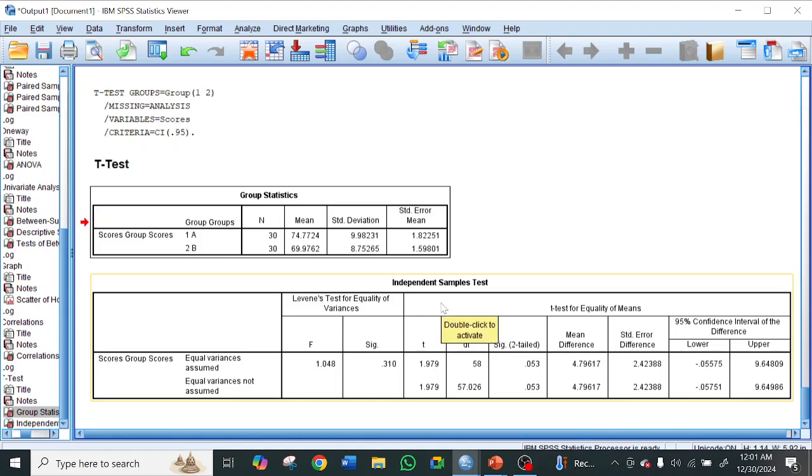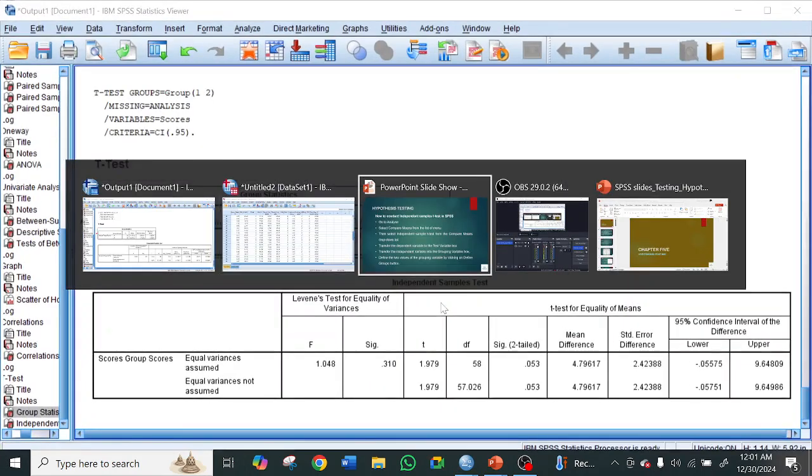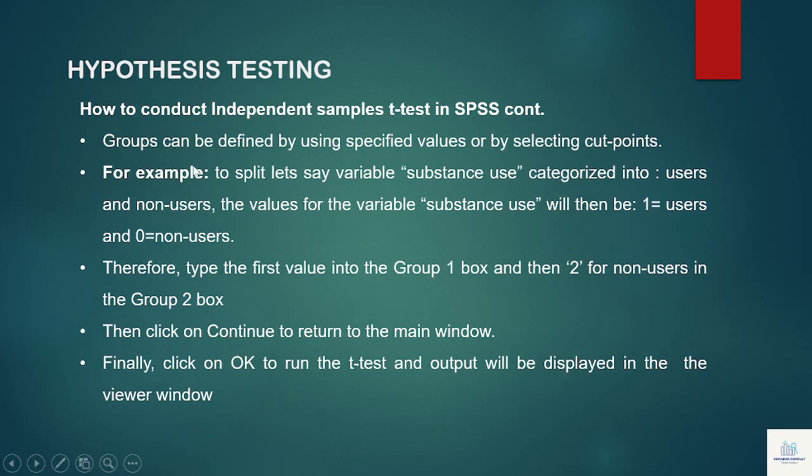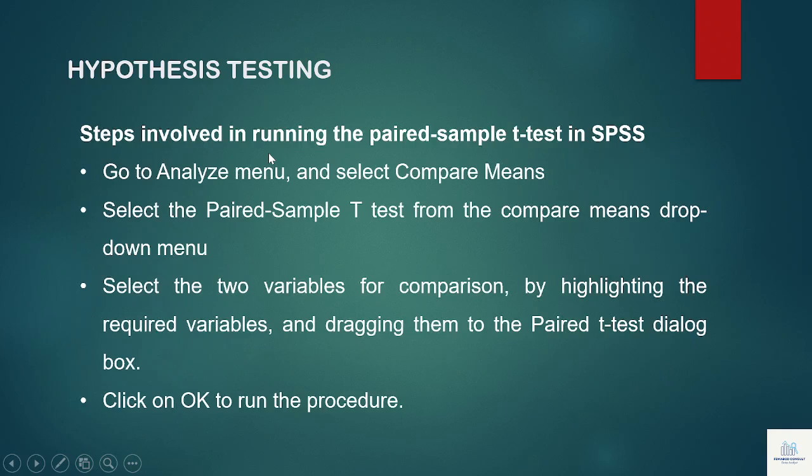We can move forward to the next one, which is the paired sample t-test. So we are done with this. Now the steps involved in running the paired sample t-test in SPSS. The paired sample t-test will also come with us talking about correlation, and good enough, we have talked about correlation. So let's see the steps we need to take. We go to the Analyze menu and select Compare Means. Then we select Paired-Samples T Test from the Compare Means drop-down menu. Then we select the two variables for comparison by highlighting the required variables and dragging them to the paired variables dialog box. Then we click on OK.